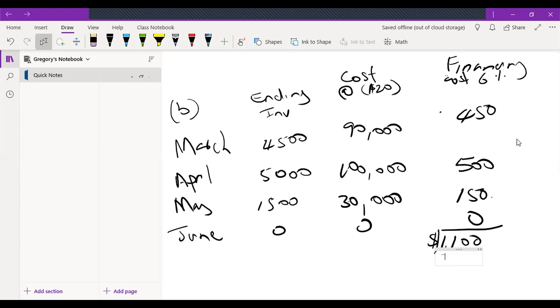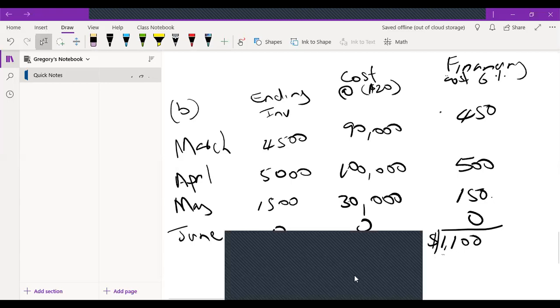You're given enough information so that you're able to find what the cost is for a unit and determine what the cost is for the inventory. So let me just bring this up here.